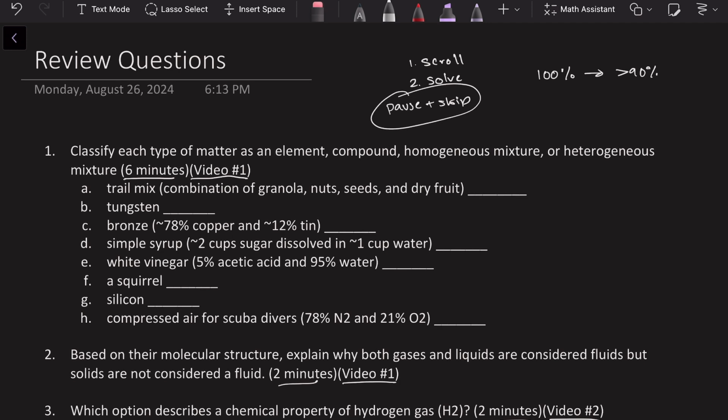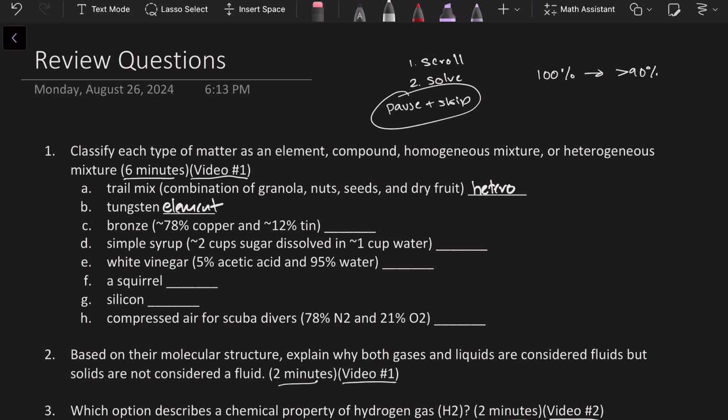Problem number 1 is a classification of matter problem, trail mix. So, this is the example I used in my first video, and we know it's clearly heterogeneous, as we can separate the nuts quite easily. We know it's not uniform, and it's definitely a mixture, hence, heterogeneous mixture. The second one is tungsten. This is W on the periodic table, which is an element, and that just makes it an element.